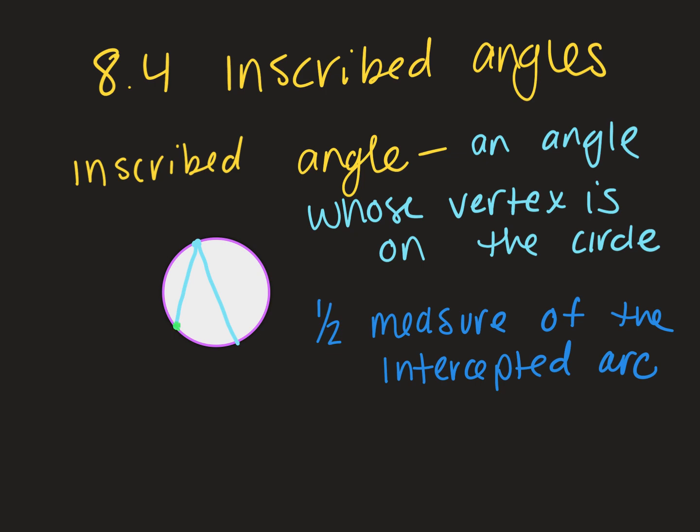So if this is our intercepted arc, and let's say it's 60 degrees, what would our angle measure be? 30. The angle measure is half the arc measure. So if you were given the angle measure, what would you do to find the arc measure? Double it. Good job.